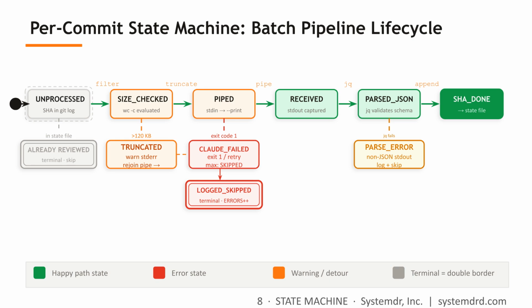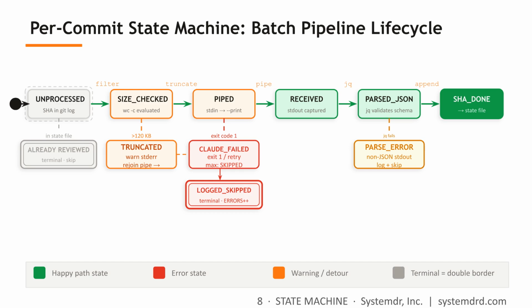Received. stdout is captured. Parsed JSON. jq validates the response. If jq fails, which happens when Claude wraps the JSON in markdown code fences, it goes to parse error. The sed fence stripping command handles the common triple backtick JSON case. SHA done, the happy path terminal state, also double bordered. The JSON file is written to the reviews directory. The SHA is appended to .claude_reviewed. This commit will never be processed again.